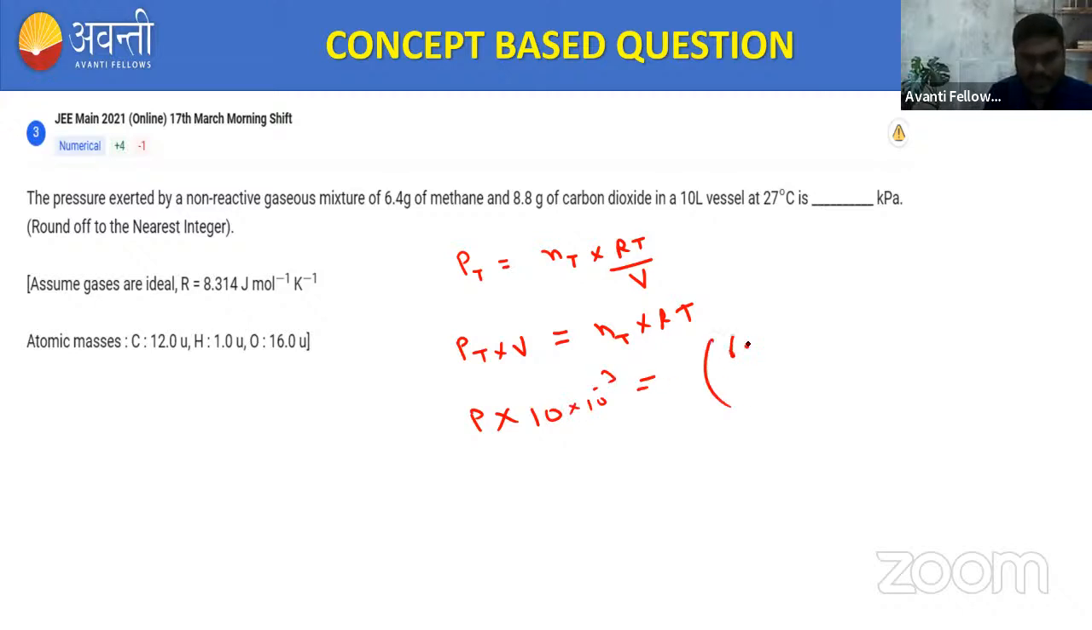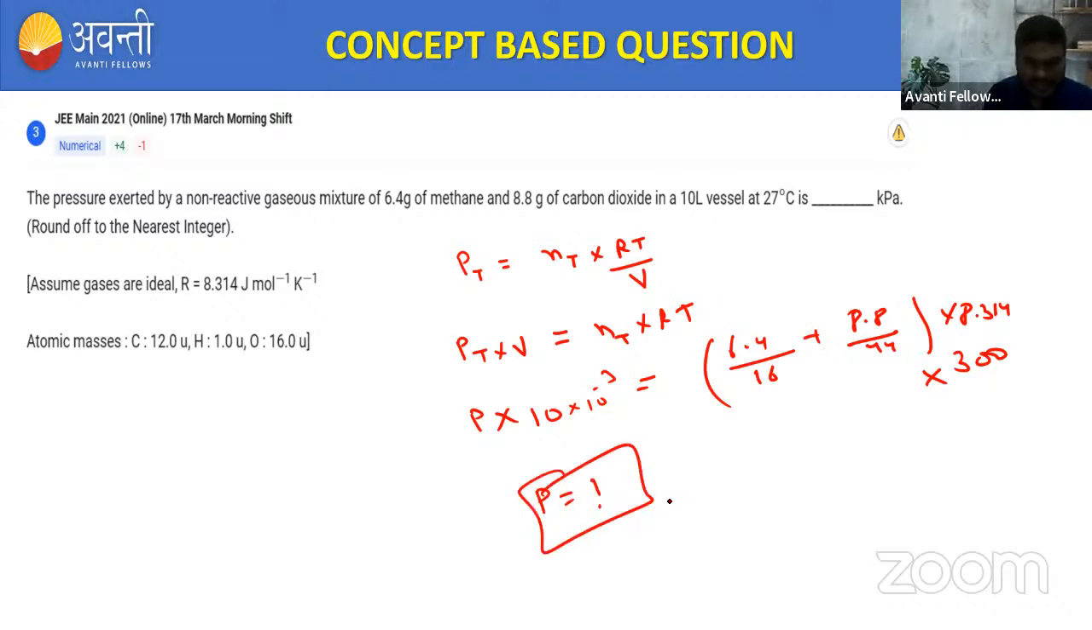The number of moles we have is 6.4 divided by the molecular mass of methane plus 8.8 divided by the molecular mass of carbon dioxide, into 8.314, multiplied by 300. On solving, you can calculate the value of pressure. On solving, you get the value of P around 150 kilopascal. So this is the pressure exerted by the non-reacting mixture of 6.4 gram of methane and 8.8 gram of carbon dioxide in a 10-liter vessel at 27 degrees Celsius.